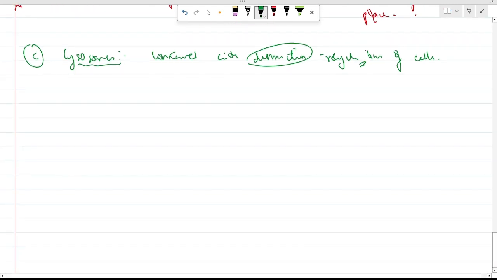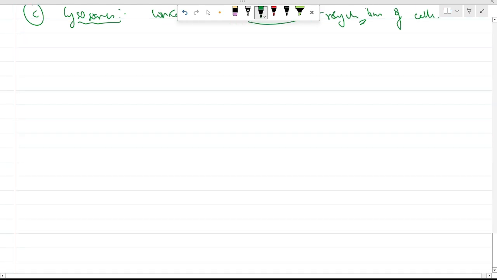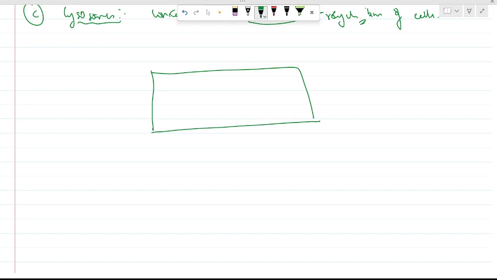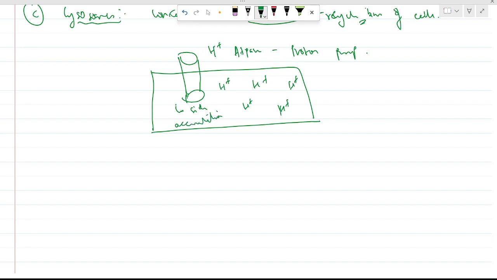We're going to see some facts about this lysosome. So this is a lysosome. This lysosome has a pump called H plus ATPase, which is also called the proton pump. This proton pump helps in accumulation of H plus ions inside.